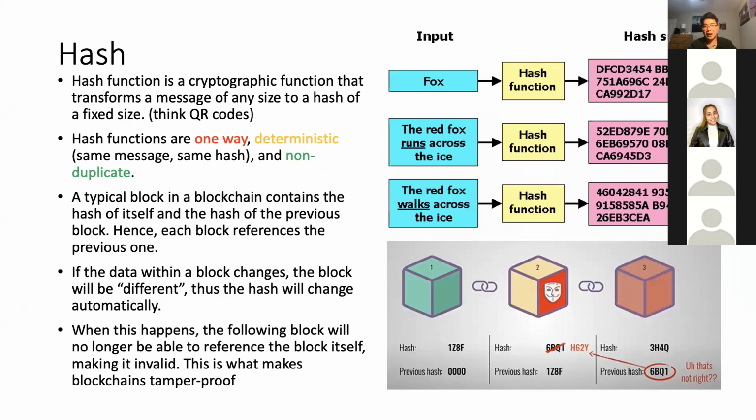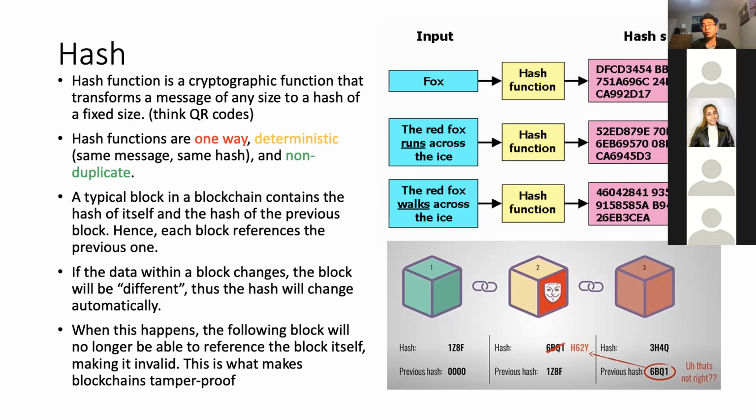So the first one is a hash. A hash function is a cryptographic function that transforms a message of any size to a hash of a fixed size. So think QR codes, right? Right now, we've been going to a lot of restaurants where you just scan a QR code and it takes you to the menu. So obviously the menu itself can be any size, right? It can be a 1-page menu, it can be a 10-page menu, but it transforms into a QR code of the same size. The QR code is always going to be just that big.